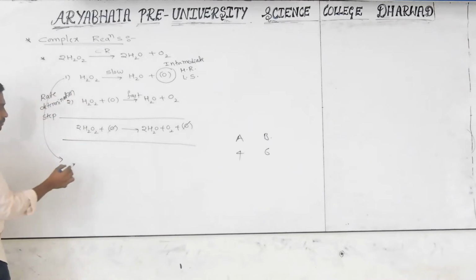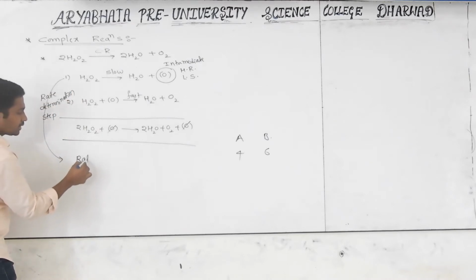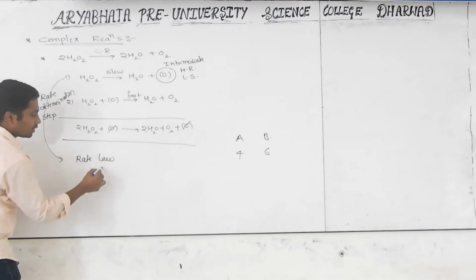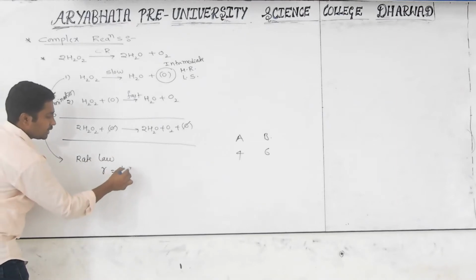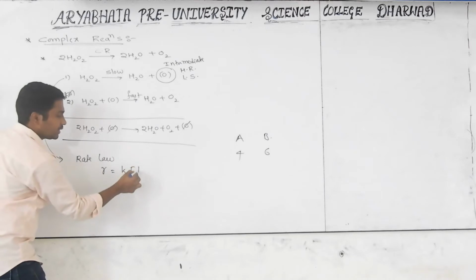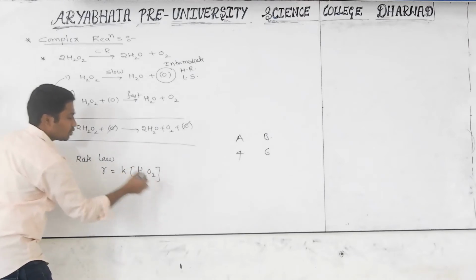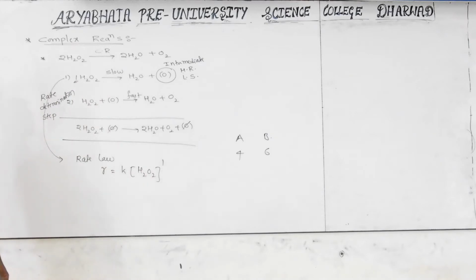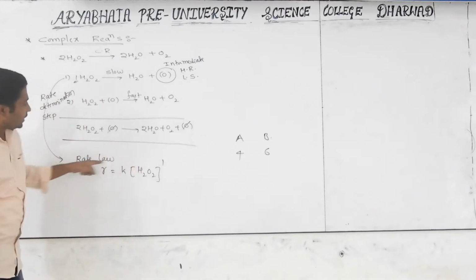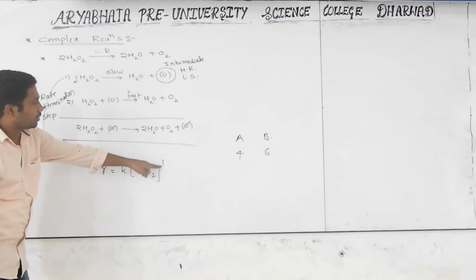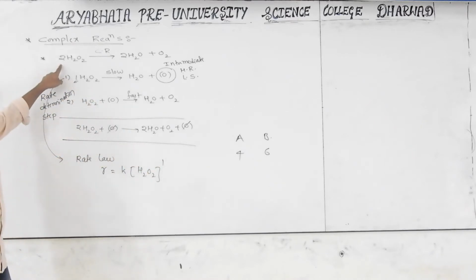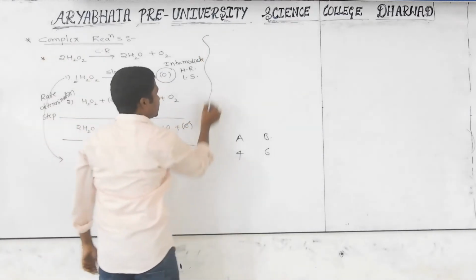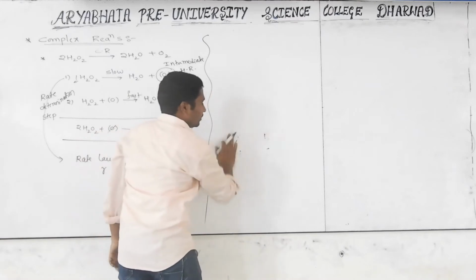Apply the rate law for that step. Rate law means what? R is equal to K into the concentration of the reactant, which is H2O2. What is the coefficient? Will it come as it is in the power? Is the power of the reactant concentration in the rate law equal to the coefficient? No. It may or may not be. That's what we call a complex reaction. Now I will explain one more example, where it may or may not be equal.